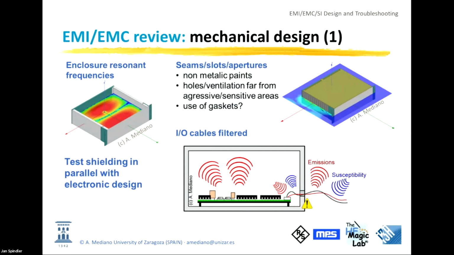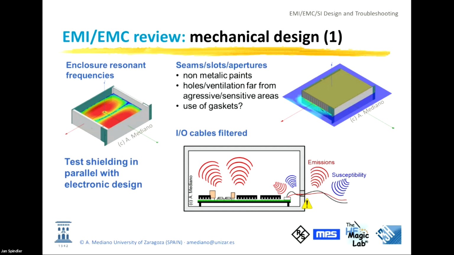Mechanical design. This is very important. And here is where your mechanical people need to be trained in EMI, or at least to be working with an electronic engineer with EMC knowledge. One of the very important things in mechanical design is that any mechanical enclosure has resonances. That means that at some specific frequencies, related to the dimensions, you have magic.